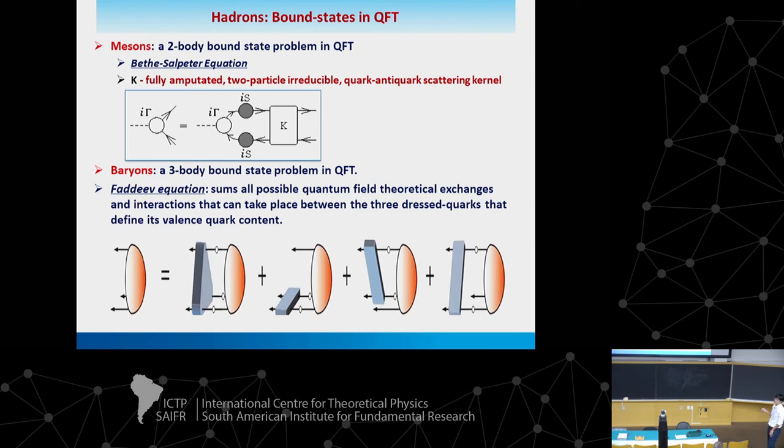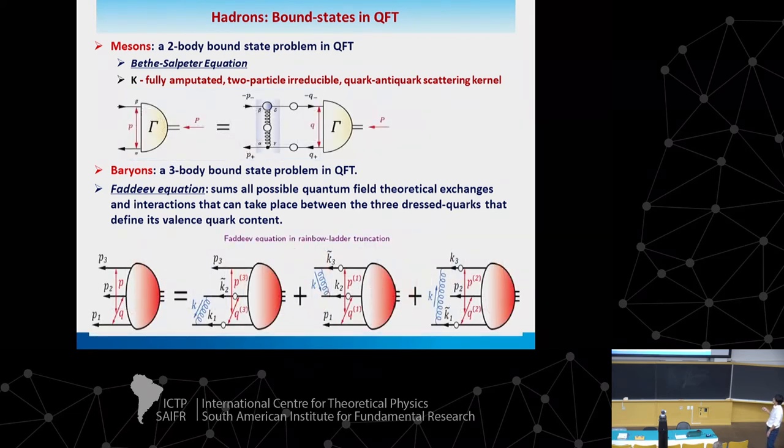But in order to solve these two-body and three-body bound state equations, we need a truncation of this kernel. We use a one-gluon exchange to represent this kernel. We call it rainbow-ladder. It is the simplest symmetry-preserving truncation. This is the rainbow-ladder truncation of the Bethe-Salpeter equation. And in the Faddeev equation, we neglect the three-body interactions, and we use a one-gluon exchange to represent the interactions between any pair of the three valence quarks.